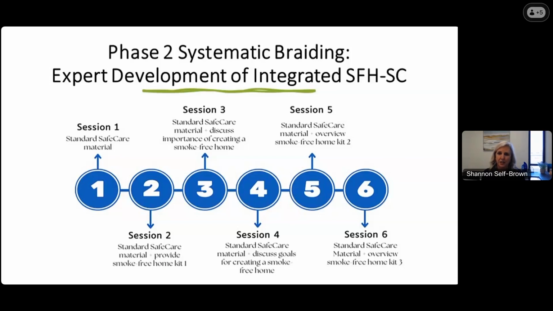Then in sessions 3 and 4, we split up what was typically the coaching call, 10 to 20 minutes, and we have a touch point of what was formerly the coaching call in session 3 delivered by our Safe Care provider, and in session 4 delivered by the Safe Care provider. And then in sessions 5 and 6, the Safe Care provider delivers what were originally the mailings as smoke-free home kits in session 5 of the Safe Care module and in session 6 of the Safe Care module.